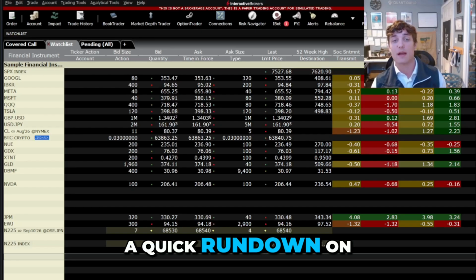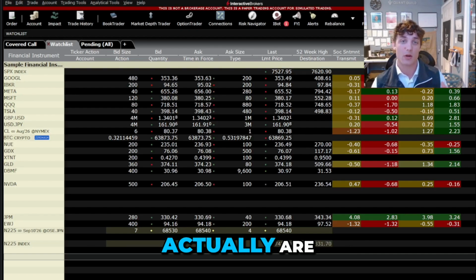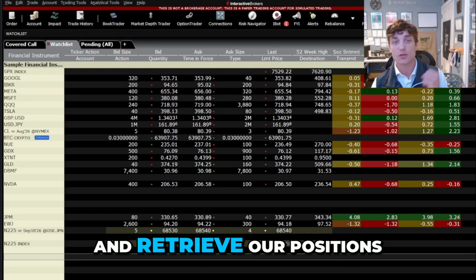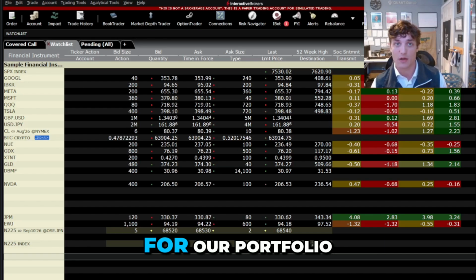Now that we have a quick rundown on what alpha and beta actually are, we're going to head on over to Interactive Brokers, the Trader Workstation, and retrieve our positions for our portfolio.